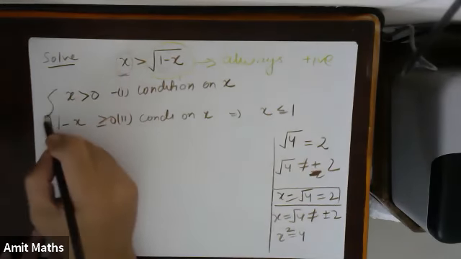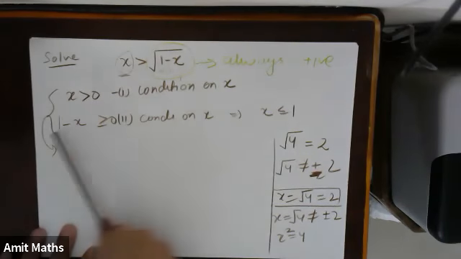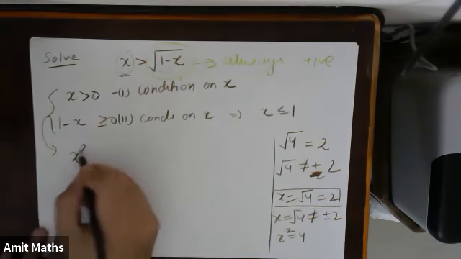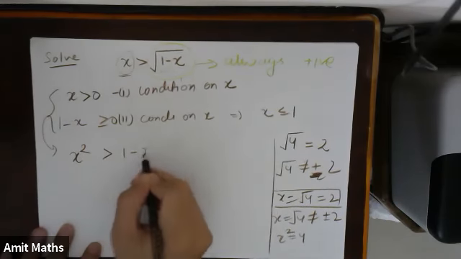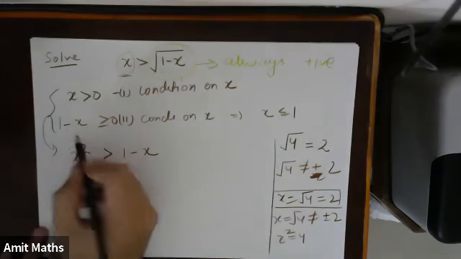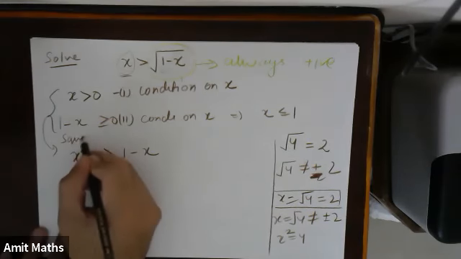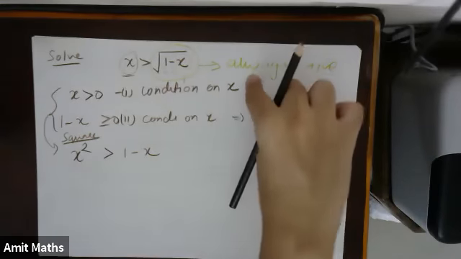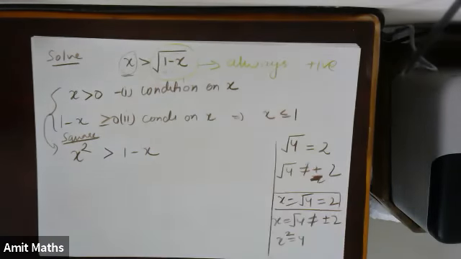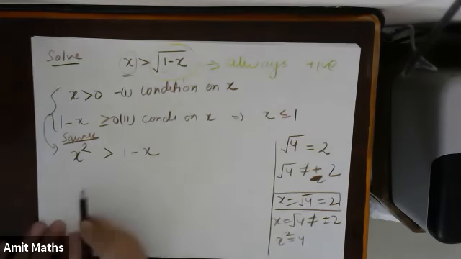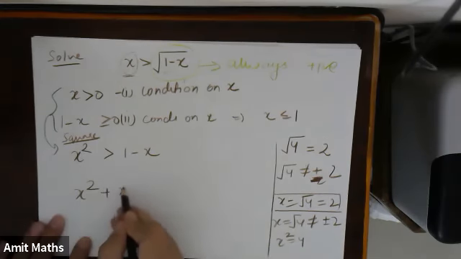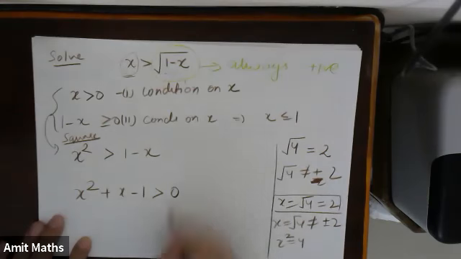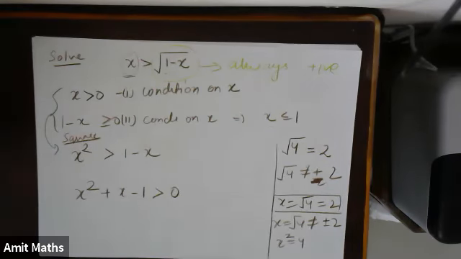Using these two conditions, now when I square both sides, I will get x square is greater than 1 minus x. Using these two conditions, now I can square. I am saying that okay, I will square, but x should lie in between these two. x should satisfy these two properties also. So x square plus x minus 1 should be greater than or equal to 0.